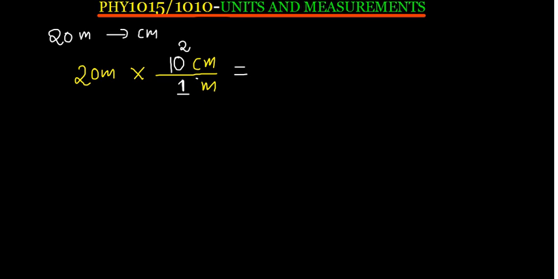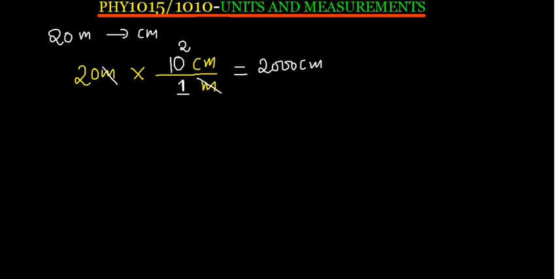So here the meter will cancel with the meter. So 20 times 10 to the power 2 is 100. This is going to give us 2000 centimeters. Meaning that 20 meters is the same as 2000 centimeters.